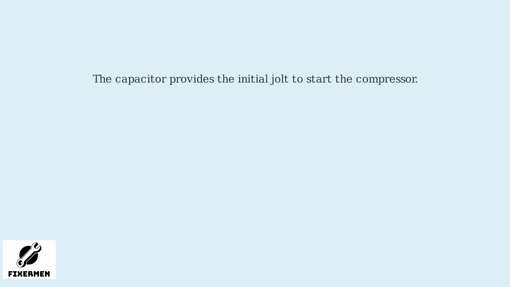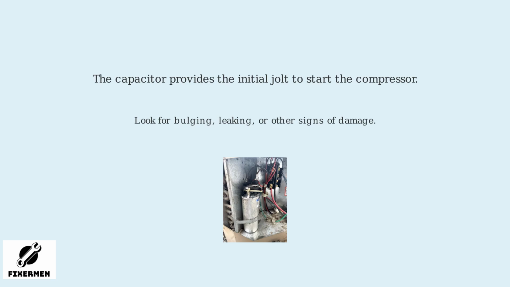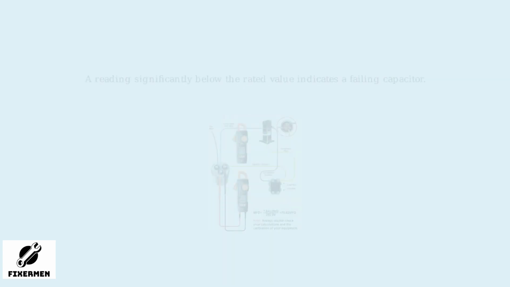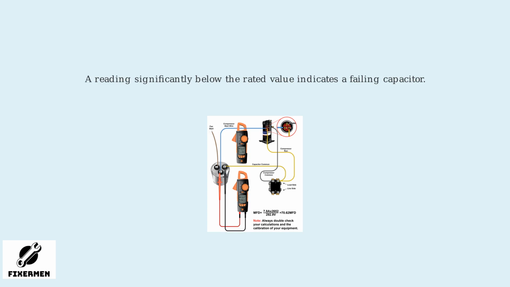The capacitor provides the initial jolt to start the compressor. A faulty capacitor is a frequent cause of compressor failure. Look for bulging, leaking, or other signs of damage. Use a capacitor tester to check its capacitance, measured in microfarads. A reading significantly below the rated value indicates a failing capacitor needing replacement. These capacitors are relatively inexpensive and DIY friendly, but handle with care as they can hold a charge.